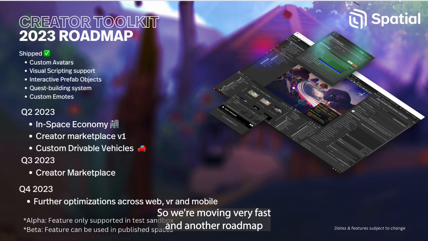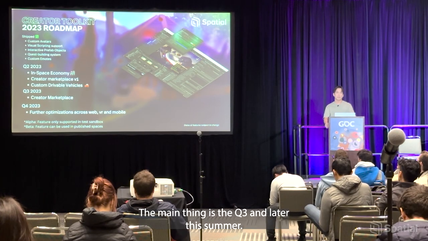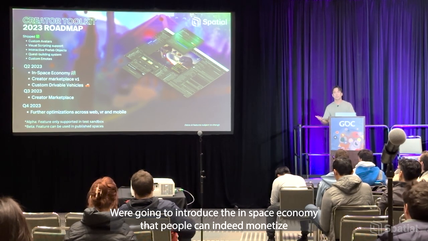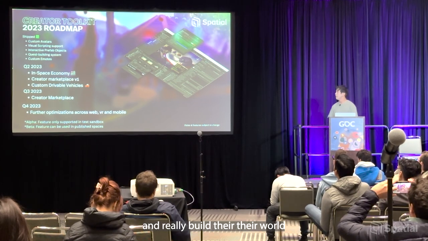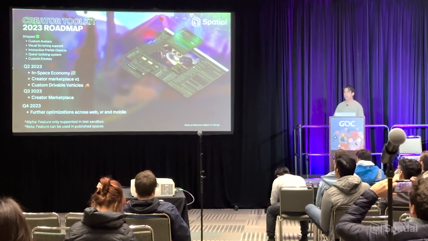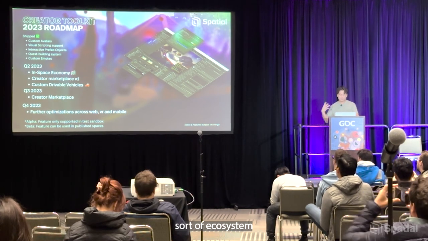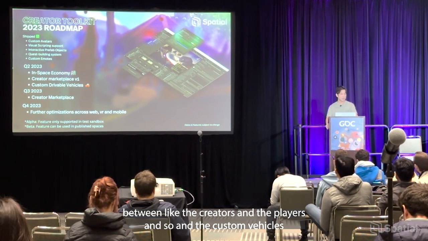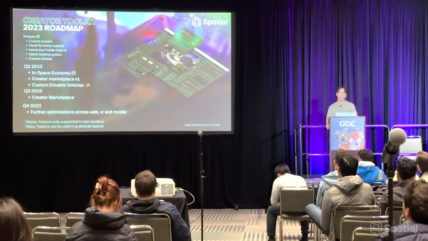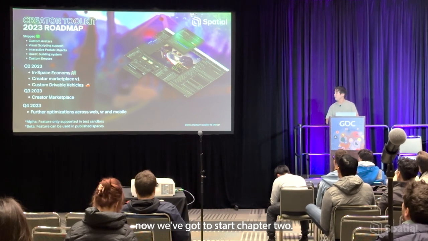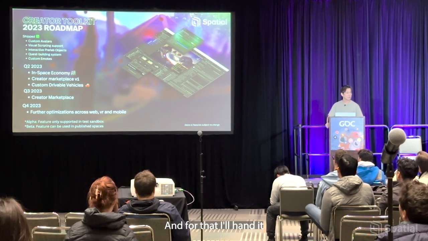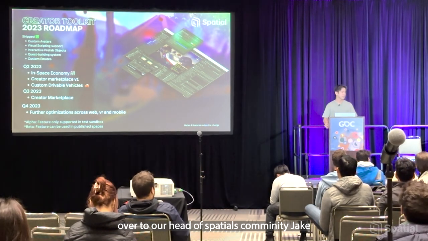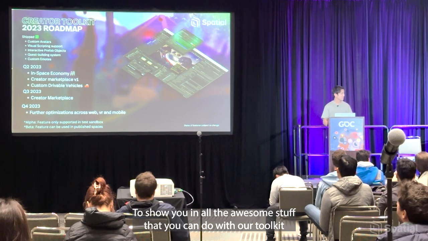What's next? We're moving very fast, and looking at the roadmap, we've already accomplished a lot of it. The main thing is in Q3, later this summer, we'll get into the space economy, where people can monetize and really build their world with a good ecosystem between the creators and the players. And the custom vehicle is coming. Stay tuned, we have very exciting prototypes to share. So now we're going to start chapter 2, and for that I will hand it over to our head of community, Jake, to show you all the awesome stuff that you can do with our toolkit.